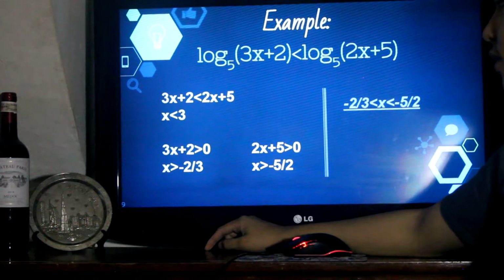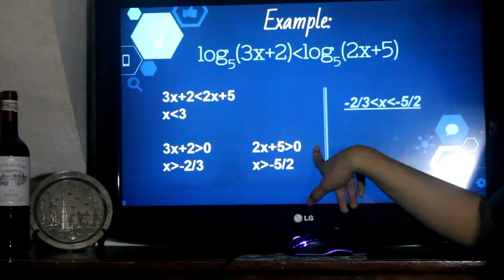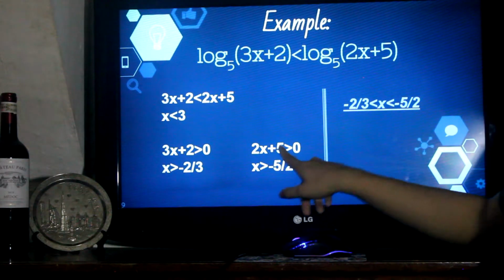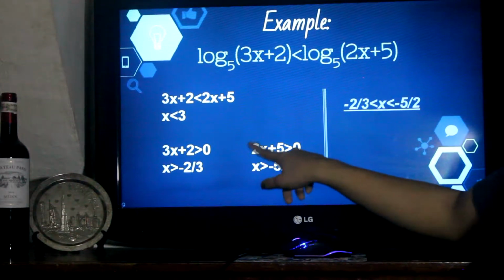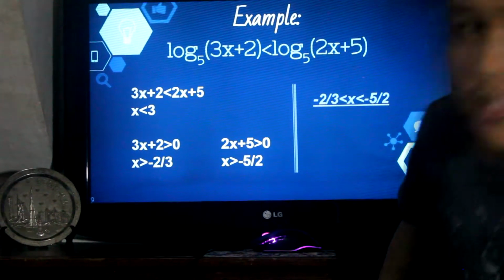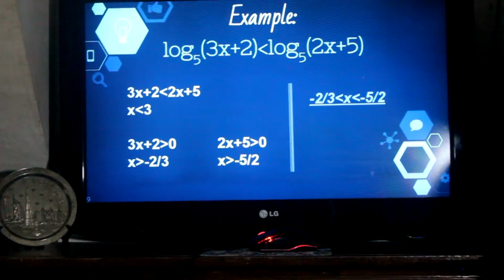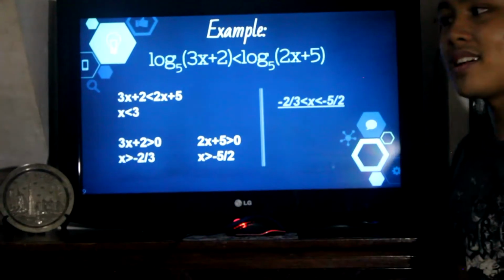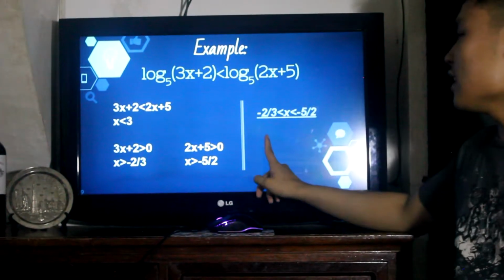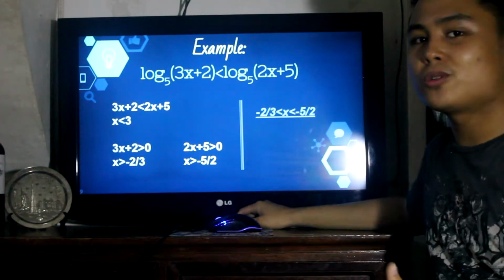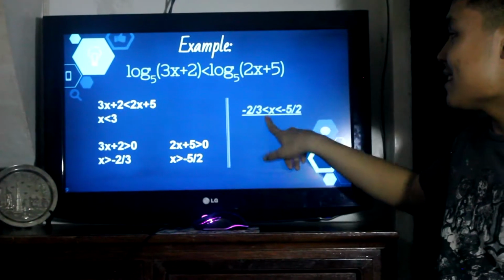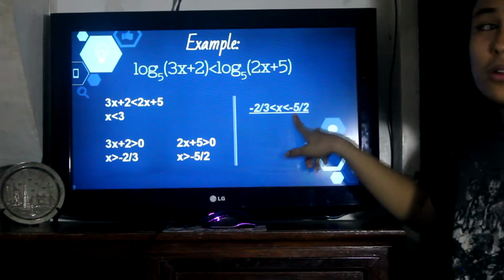And isa na pang value is 2x plus 5 is greater than 0. Since tatranspose natin itong si 5, lilipat natin dito, then magiging 2x is greater than negative 5. So, tatangay natin sa 2, cancel natin yan, magiging x is greater than negative 5 over 2. Since inequality ito, tapos dalawa yung value na meron si x, gagawin natin siyang ganito na lang. Ganito na lang. So, paano to itatranslate? So, negative 2 over 3 is less than x but greater than negative 5 over 2.